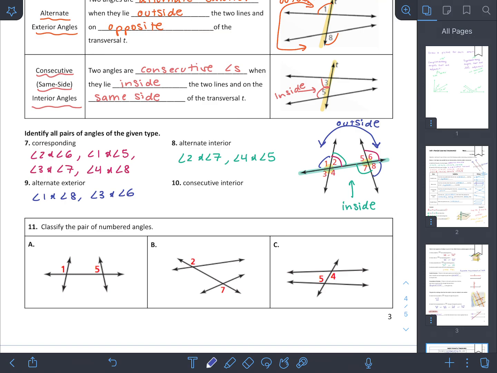And then last but not least, consecutive interior angles. Well, those have to be on the inside, but they're on the same side of the transversal. So an example of that would be like angle 4 and angle 7. You could also do angle 2 and angle 5.